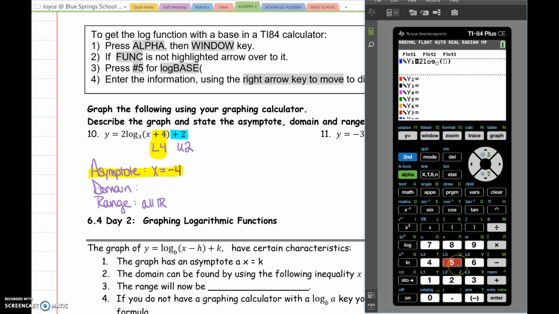So you type in number 5, and it gives you this fancy little spot to put your base and parentheses for you to put stuff inside the log. So now you can type in that base of 3, and you can type in x plus 4, and you can type in the plus 2. Oh, no. Before you type in the plus 2, you need to get outside of the parentheses and then enter the plus 2.